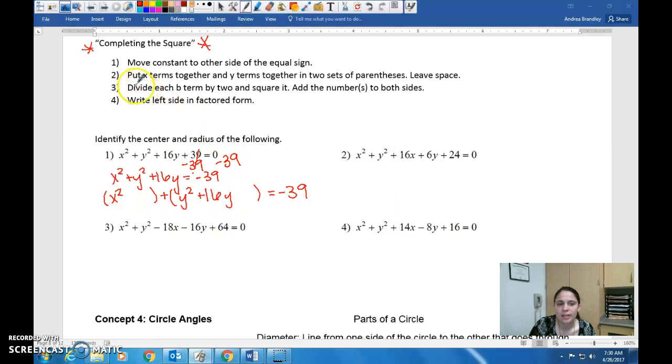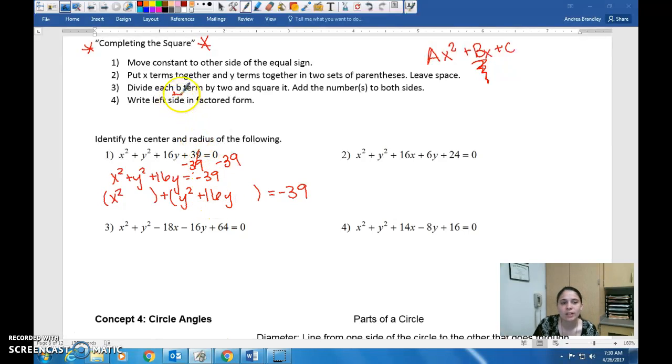Okay, step 3, divide each b term by 2 and square it. Well, what's a b term? So if you remember, standard form of a quadratic is ax squared plus bx plus c. So this middle term is what's called our b term. So with my x squared, I don't have a b term. I don't have something with just an x, so I don't have to worry about that one. That's going to just stay as x squared. But here I have y squared plus 16y. So that 16 is my b term.